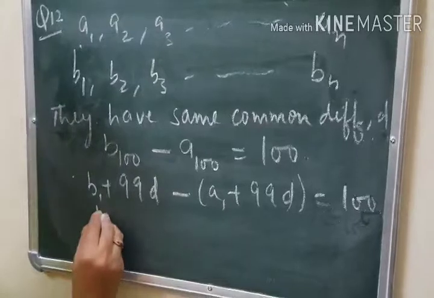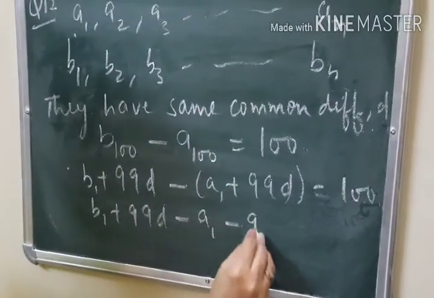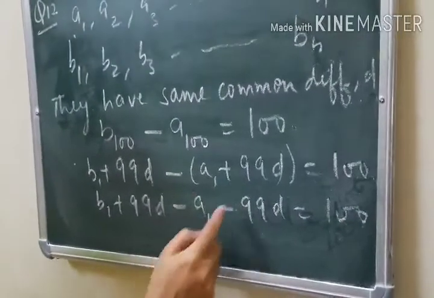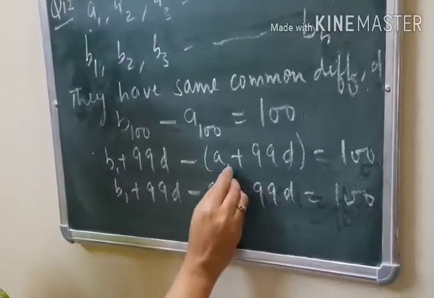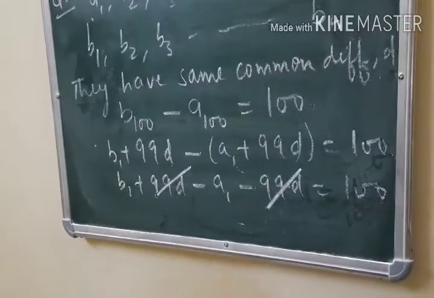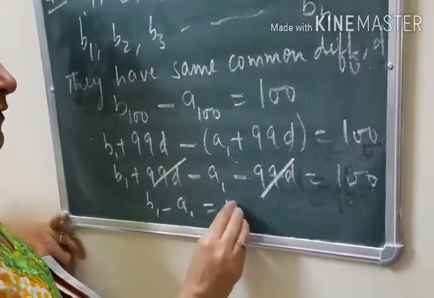Now when you solve it, B1 plus 99D minus A1 minus 99D is equal to 100, because when we open the bracket, this minus sign will be there with it. So plus 99D and minus 99D will cancel because D was the same for both. That means B1 minus A1 is 100.